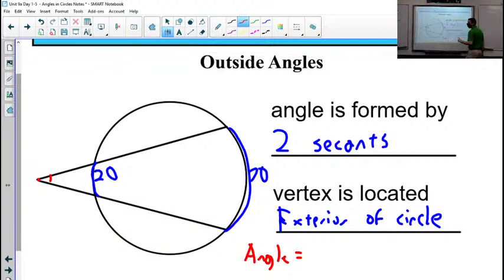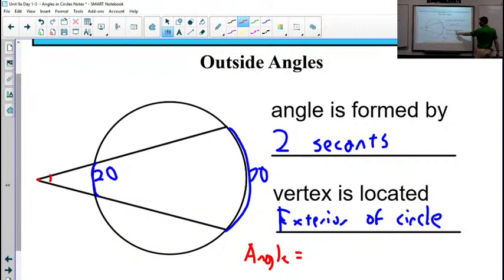Again, outer minus inner over 2. The outer arc is the arc that's farther away from the angle, and the inner arc is the one that's closer to the angle. That's how you can tell which one's which. So the outer arc is the farther away, inner arc is the closer.